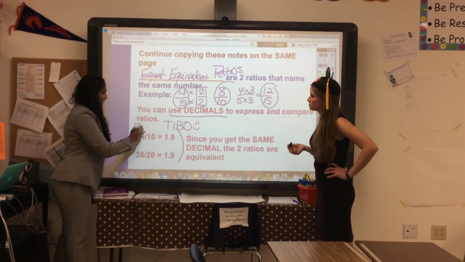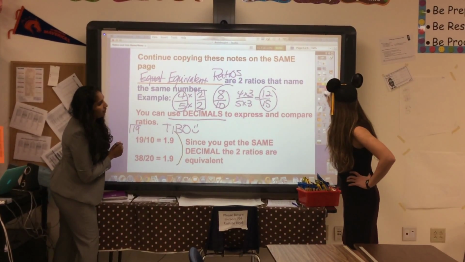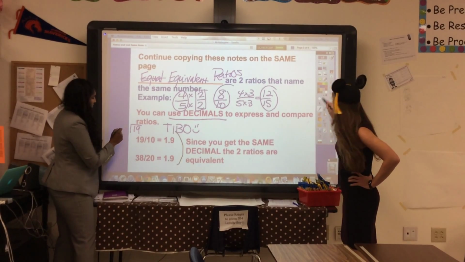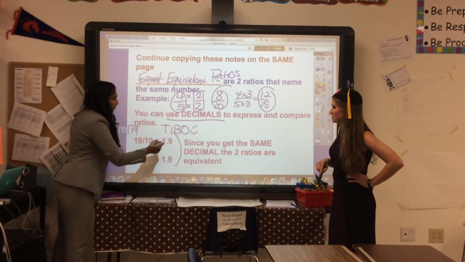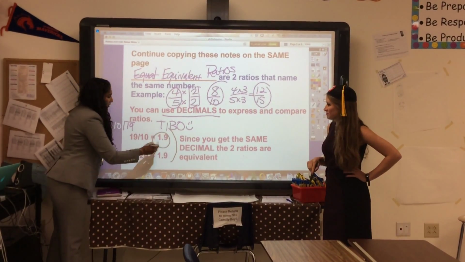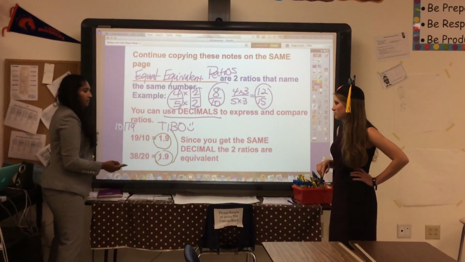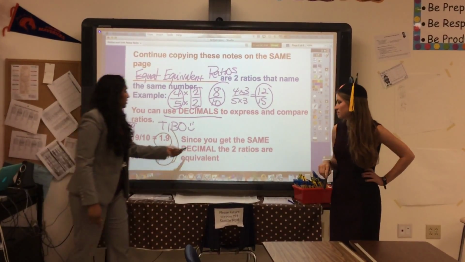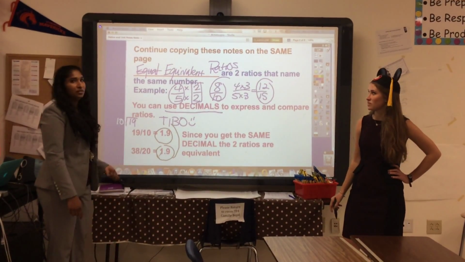So top in. Can you pick another color for me? Something bright. Top in. That's not very bright, is it? I meant white. Top in, bottom out. So then we would divide it, and we would get 1.9 right here. And then we do the same thing. Top in, bottom out, we get 1.9. Make sure you have all of this in. Since you get the same decimal, the 2 ratios are equivalent.